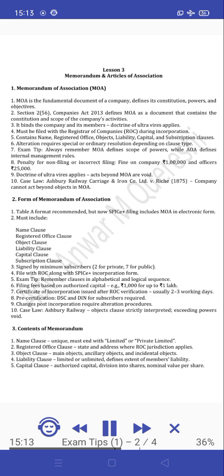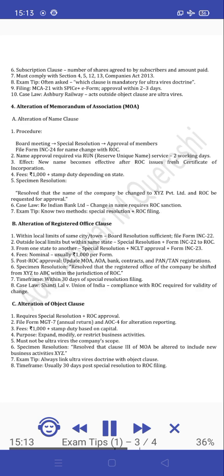5. Capital clause: Authorized capital, division into shares, nominal value per share. 6. Subscription clause: Number of shares agreed to by subscribers and amount paid. 7. Must comply with Sections 4, 5, 12, 13, Companies Act 2013. 8. Exam tip: Often asked, which clause is mandatory for ultra vires doctrine? 9. Filing: MCA 21 with SPICe Plus e-form. Approval within 2-3 days. 10. Case law: Ashbury Railway. Acts outside object clause are ultra vires.